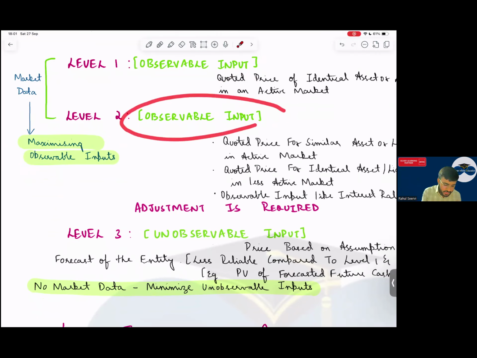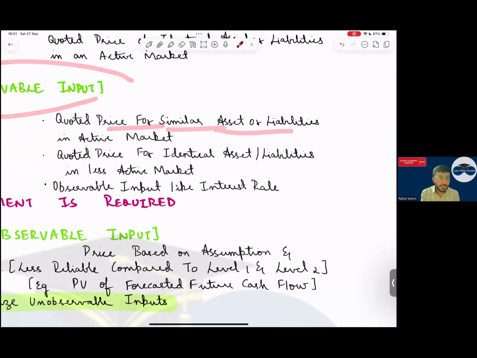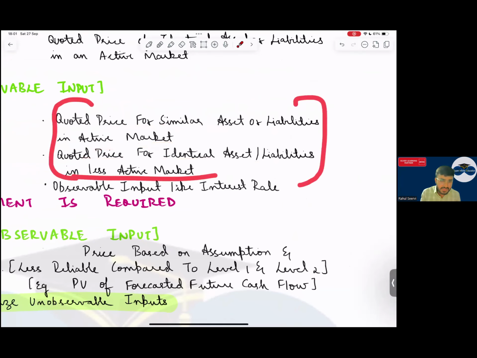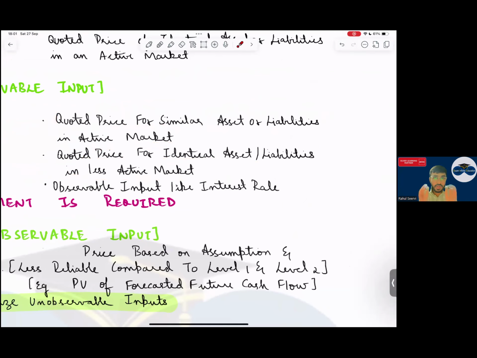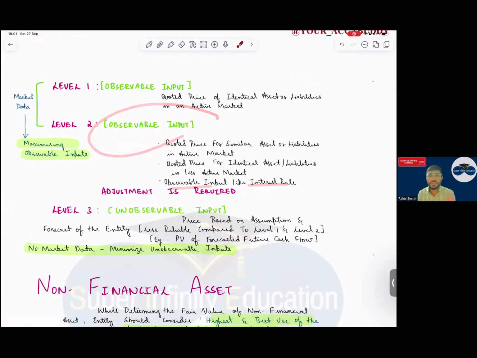So observable inputs, your level 2 will say what? Quoted price for similar assets or liability in an active market, quoted price for identical assets or liabilities in less active market. So here in both the cases, adjustments are required. When we come to level 2, adjustments will be required so that you get the correct value. Observable inputs like interest rate, etc., are used to calculate the fair value. Whenever there is an adjustment, we say it's a level 2, not level 1.